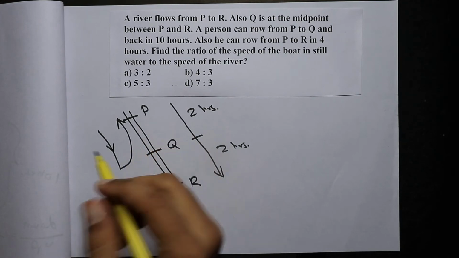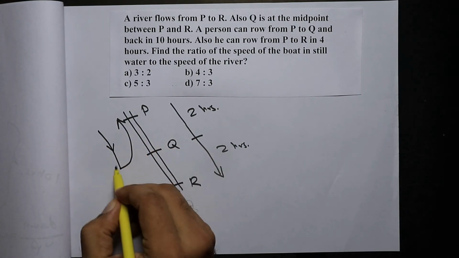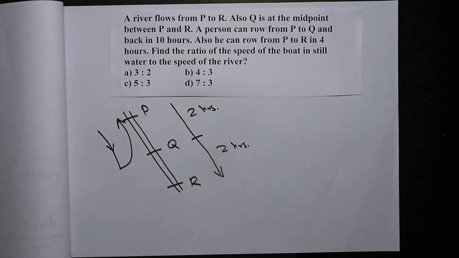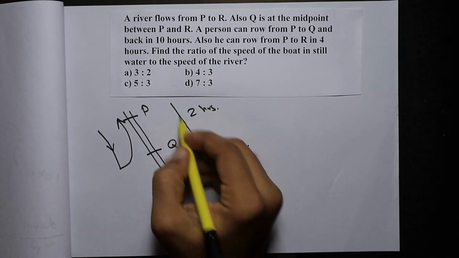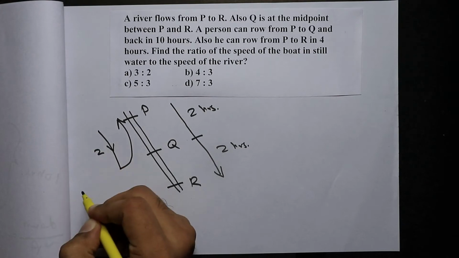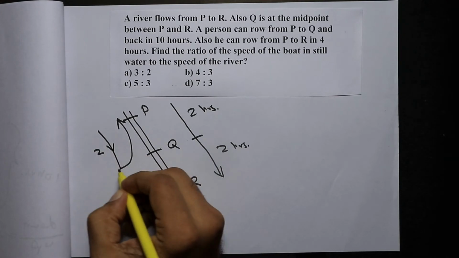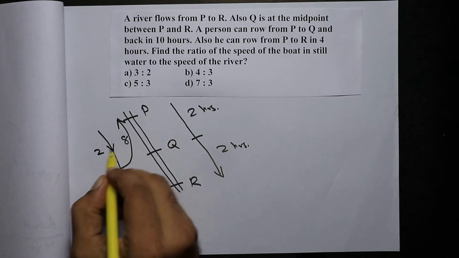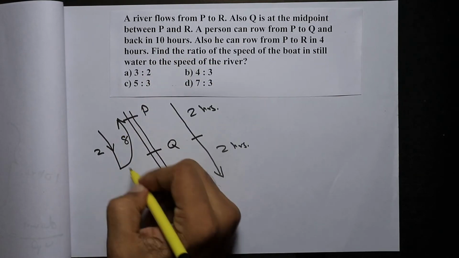Earlier it was said a person can go from P to Q and back totally in 10 hours. From this information we know P to Q the time required is 2 hours. Then the time required for upstreaming has to be 8 hours because 2 plus 8 is 10. Altogether 10 hours.